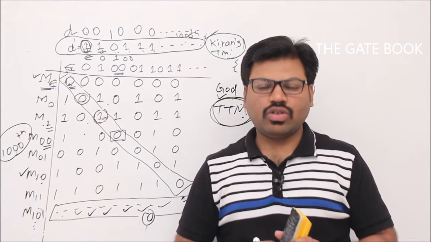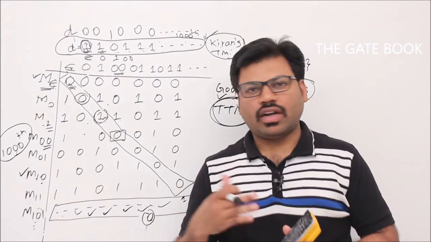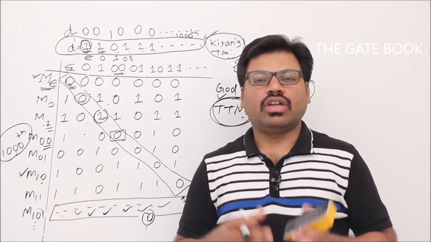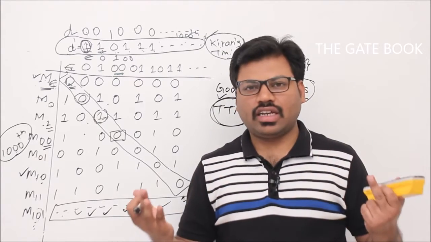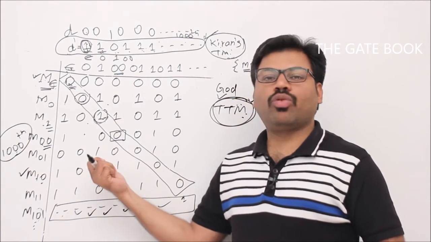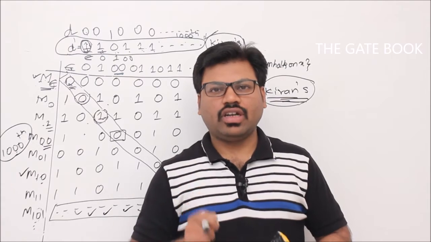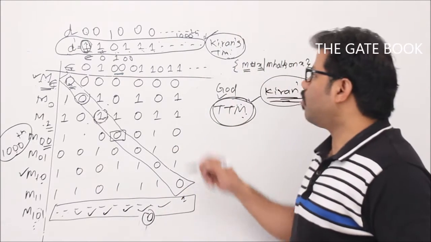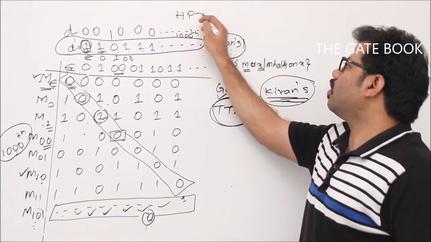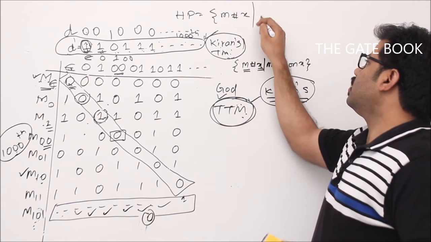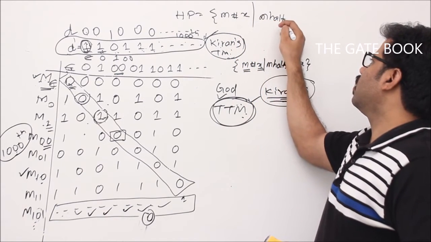Remember it. The halting problem is undecidable because there is no total Turing machine, right? Not only me, no one can create it, because we gave a mathematical proof for that. So remember this important point. What is the halting problem? The halting problem is nothing but the collection of strings in the form of M hash x such that M halts on x.